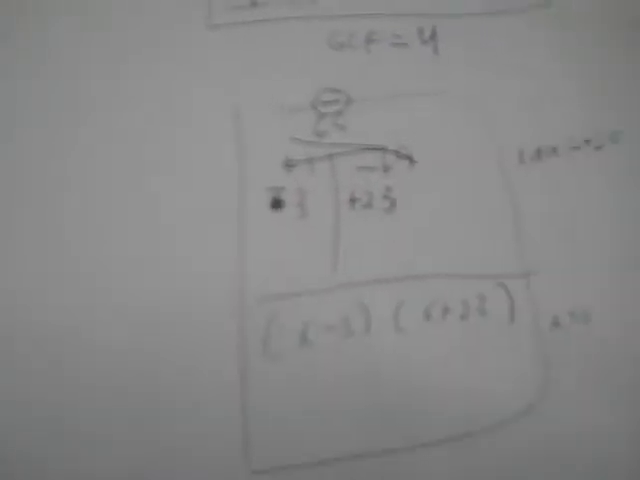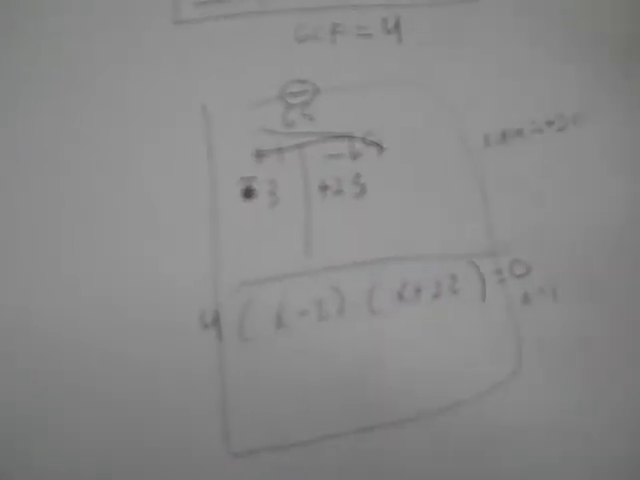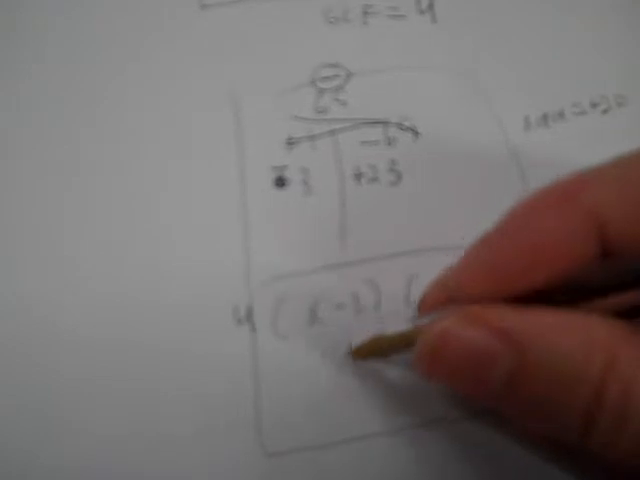Okay, A is 1. If A is 1, then we can go with just x minus 3 times x plus 23. Now our GCF 4 is there, but I don't really need it to solve the equation because it doesn't have x. These are the two factors. So x minus 3 equals 0, x plus 23 equals 0. So if I add 3, I get 3. Subtract 23, you get negative 23. So 3 is your final answer.